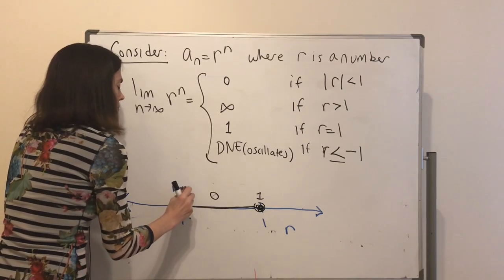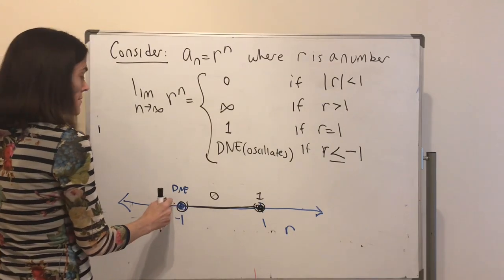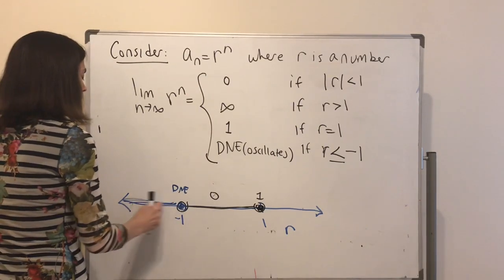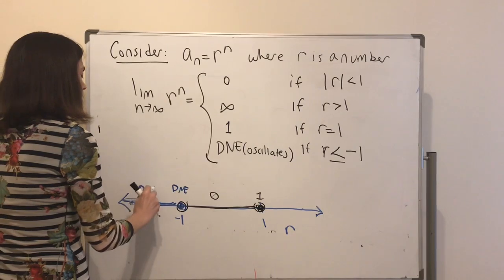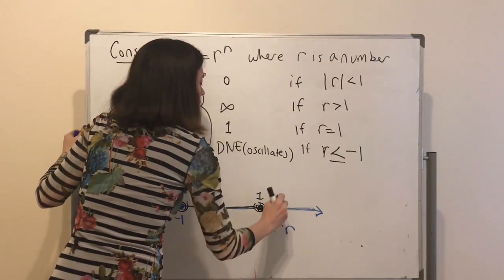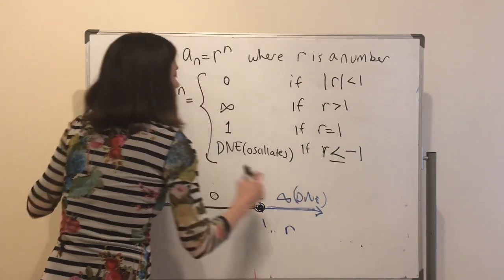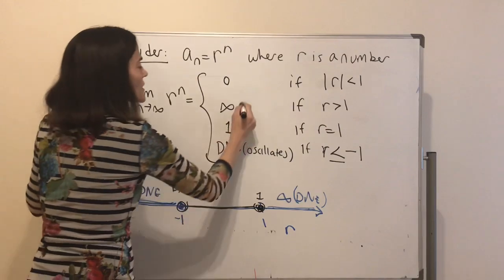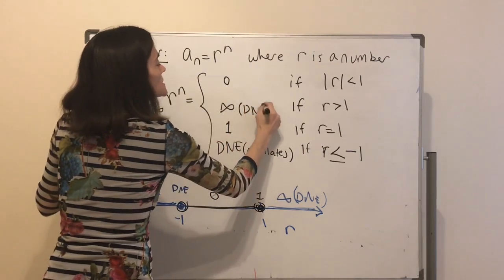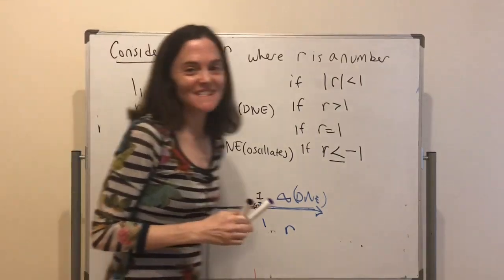And then out here, if r is less than minus 1, the limit does not exist, it oscillates. Up here, bigger than 1, the limit is infinity, and that's the reason it does not exist. Okay, yeah, we have treated every case. So this is what happens with this sequence r to the n. And as I mentioned, I'll use this in our next video.